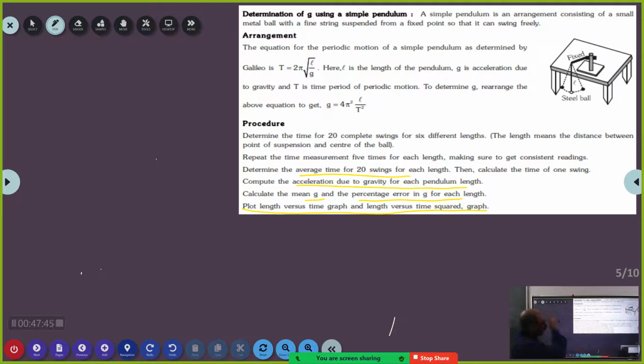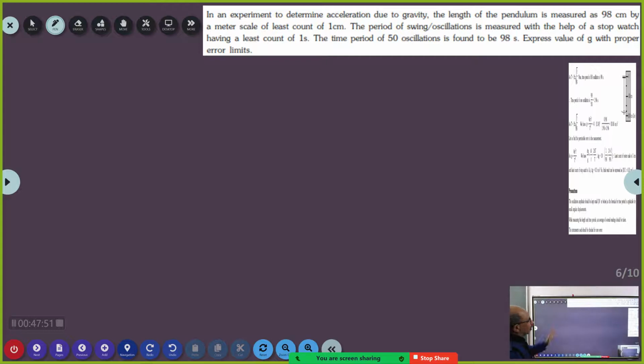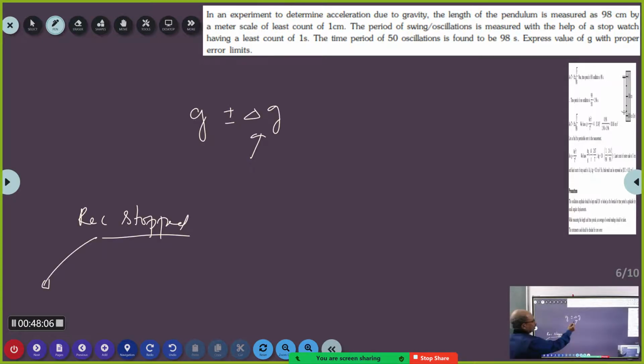So this is the procedure that you have to follow. Now I'll directly give you a numerical on the experiments. If you have understood what I have taught, you will give me the right answer. Please do this. Error limits means you have to determine this.